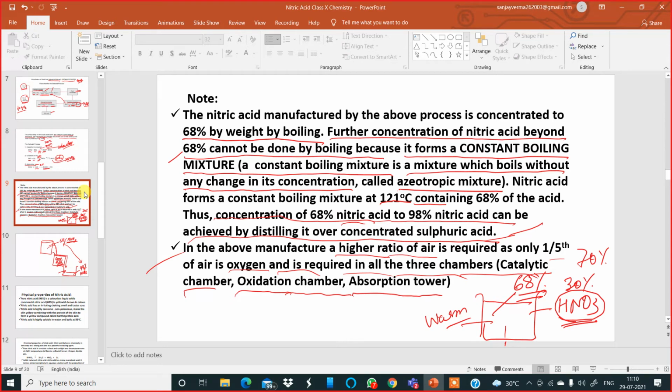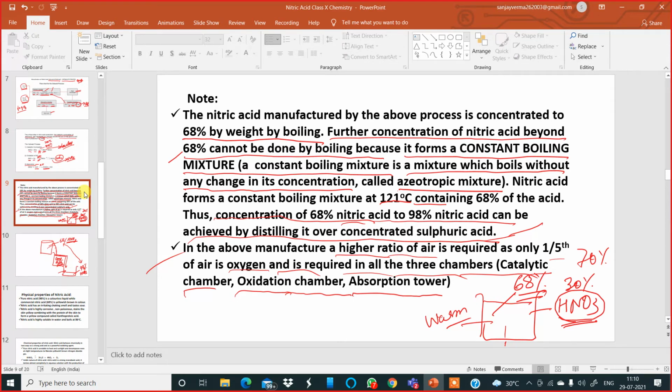Now they can ask the question: why is a higher volume of air used? Because air contains 1/5 oxygen, and oxygen is required in the Ostwald process in all the 3 steps: in the oxidation chamber, in the catalytic chamber, as well as in the absorption tower. That is why we use a higher volume of air, comparatively.